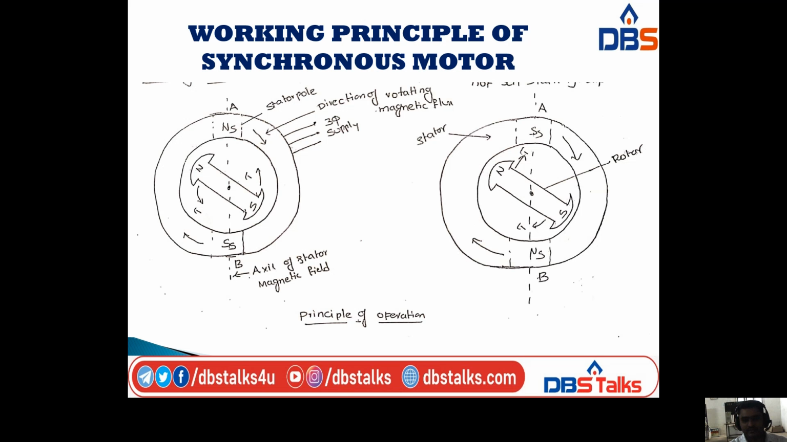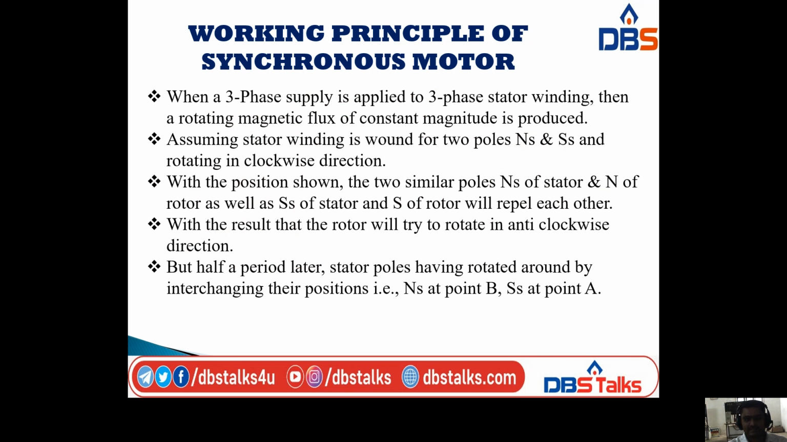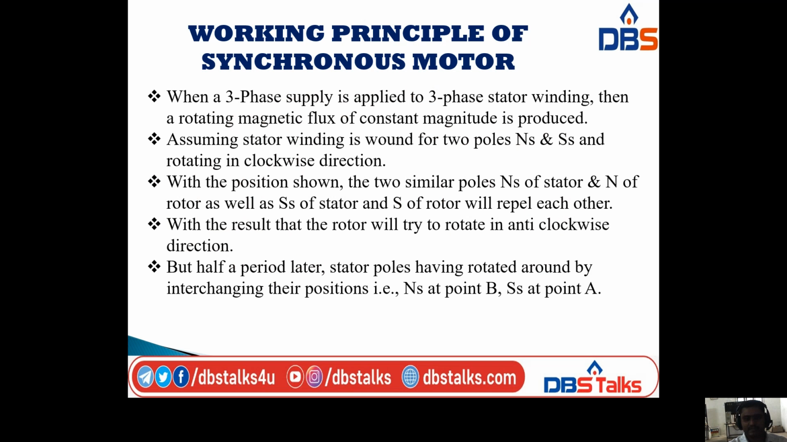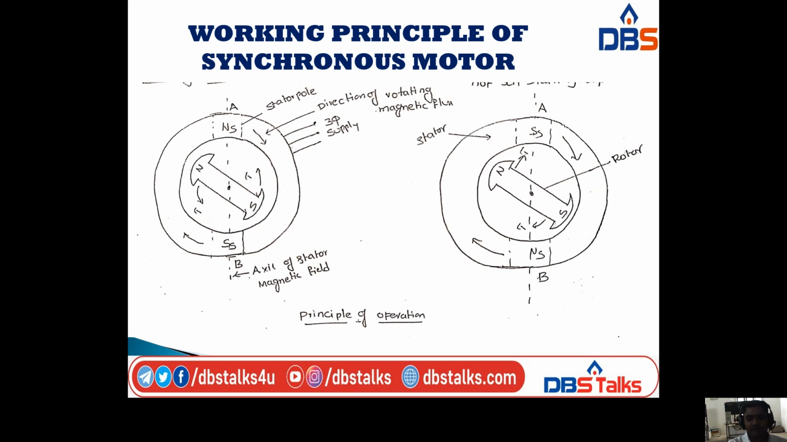The other diagram shows how these poles are rotating, similar to each other. I will explain these things. With the position shown in these blue diagrams, I already said that we have two poles, N_S and S_S, for the stator. These two are the stator poles, and we have another two poles, N and S. These two are the rotor poles. From this diagram I am showing that.